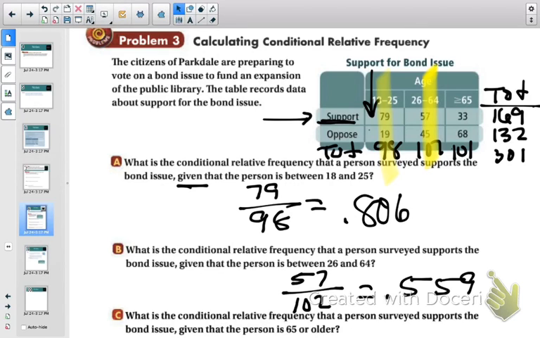Okay, and then the last one was the conditional relative frequency that a person surveyed supports the bond issue given they are 65 or older. So now we're looking at our last column, 65 or older. So supporting would be 33 out of 101, which is 33 divided by 101, 0.327 approximately. Okay, and that is conditional relative frequency. So you're just taking your number and dividing it by either the row total or the column total, whatever the given is.